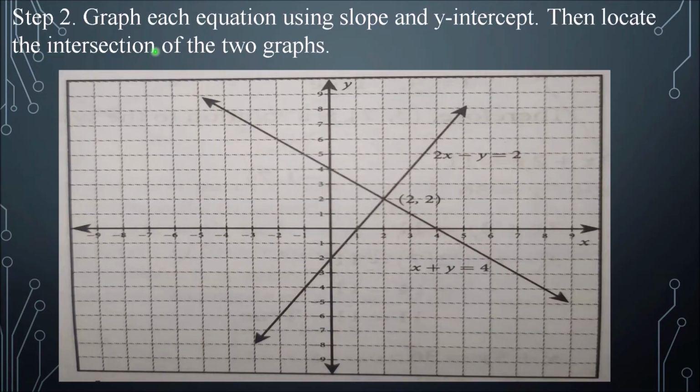Step number 2, graph each equation using slope and y-intercept. Then locate the intersection of the two graphs. So in this case, this is the first equation, 2x minus y equals 2, and the second equation, x plus y equals 4. Now, as you can see, this is the intersection, (2, 2).